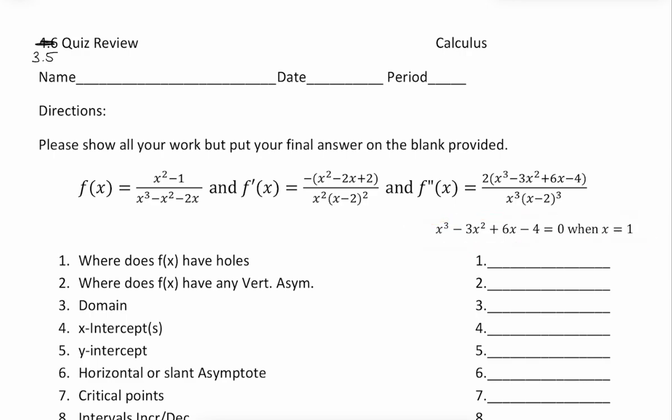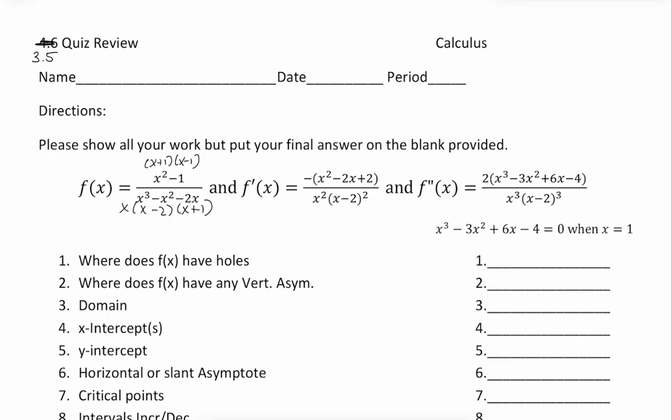Anyway, the first question says, where does f of x have holes? The first thing you want to do when at all possible is to get your original function into factored form. So this would be x plus 1, x minus 1. If you take out an x, you're left with x squared minus x minus 2, which factors further to be x minus 2 and x plus 1. So that's the factored form.